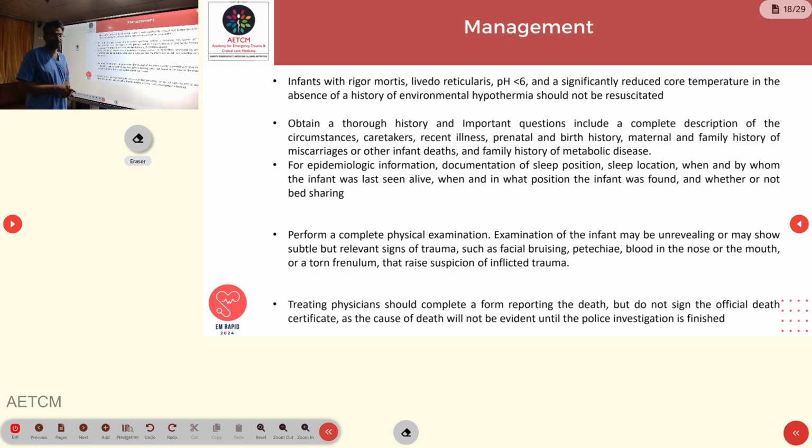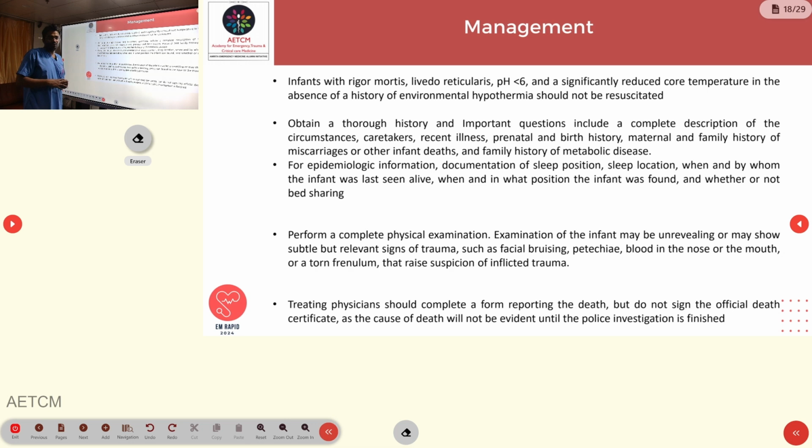The main thing we have to do following the arrival of a sudden infant death is obtain a good history, that is a complete description of the circumstances, the caretakers involved, and also the perinatal and birth history, and the maternal family history of any miscarriages or infant deaths, then family history of any diseases, metabolic diseases. And also we have to look for documentation about the child's sleep position, sleep location, the last time the baby was seen alive, and also the position where the child was found.